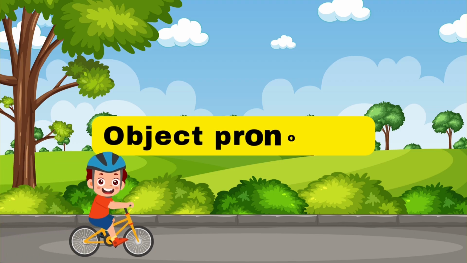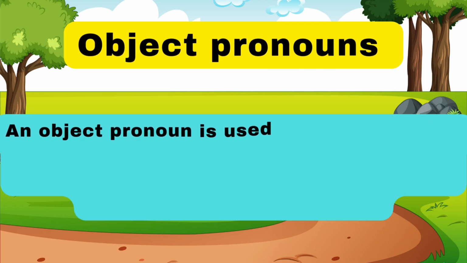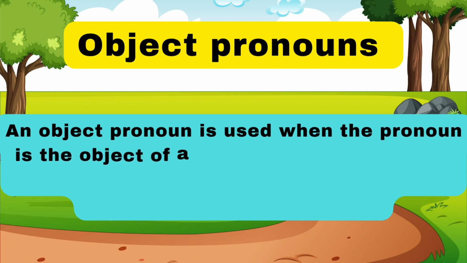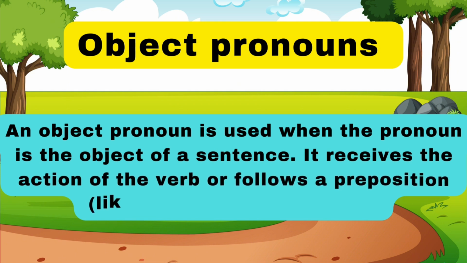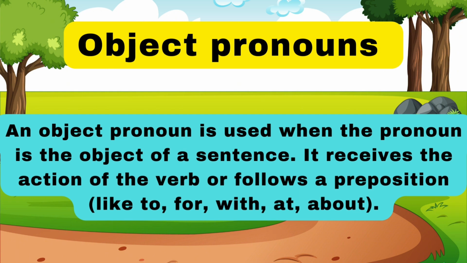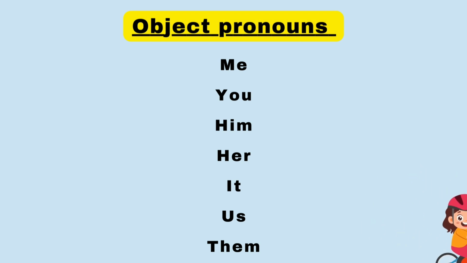Right. Let's look at object pronouns. An object pronoun is used when the pronoun is the object of a sentence. It receives the action of the verb or follows a preposition like to, for, with, at, about. Here are the object pronouns in English: me, you, him, her, it, us, them.